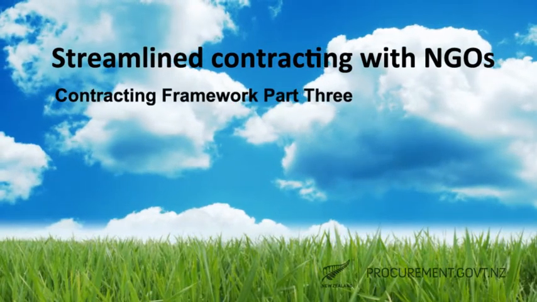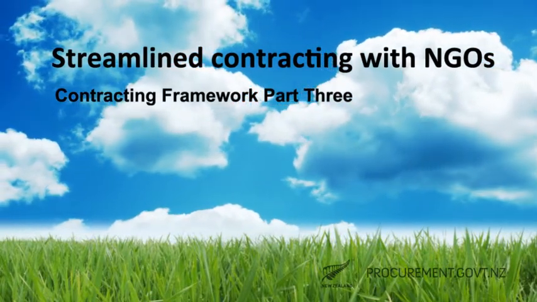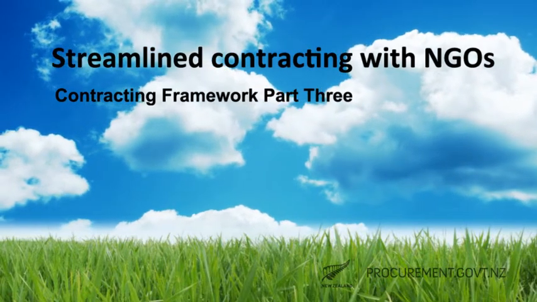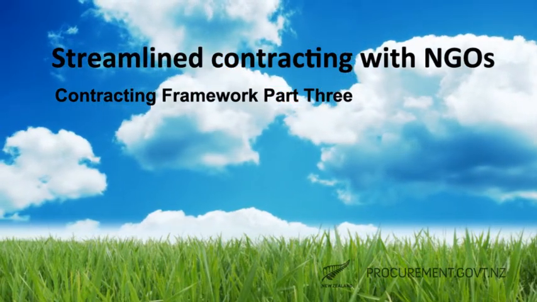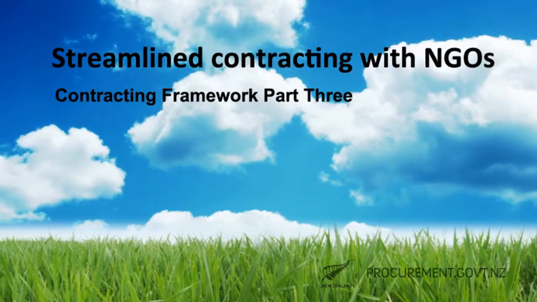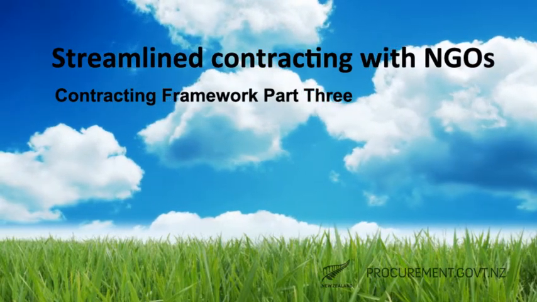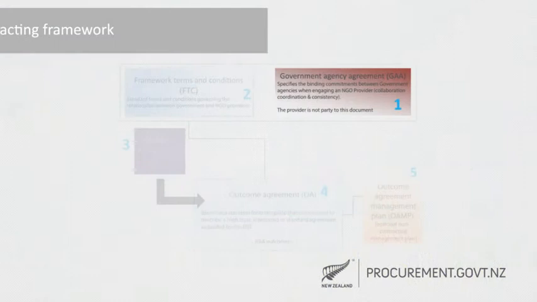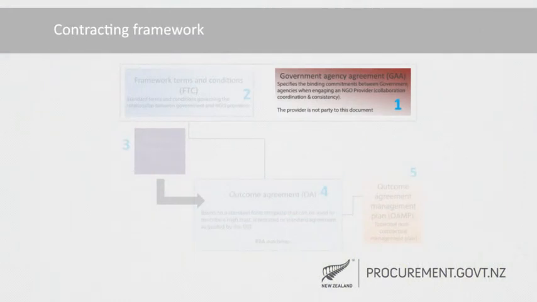Welcome to part 3 of this webinar on the overview of the Streamlined Contracting with NGOs Contracting Framework. In the first part of this webinar, we looked at the contracting framework and the different documents and tools that form the framework. We went through the government agency agreement and explained what this is and the commitments that agencies and MBIE make when they sign this agreement.